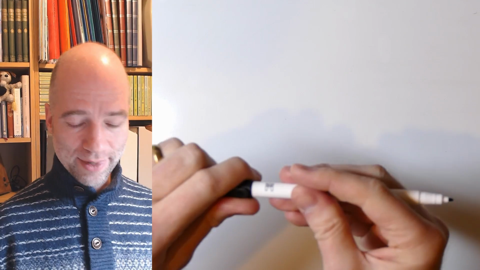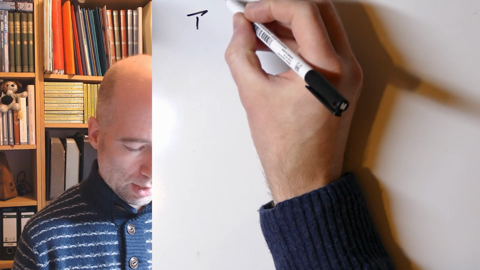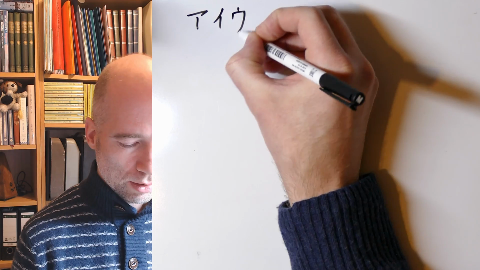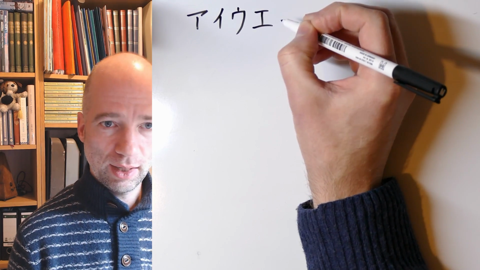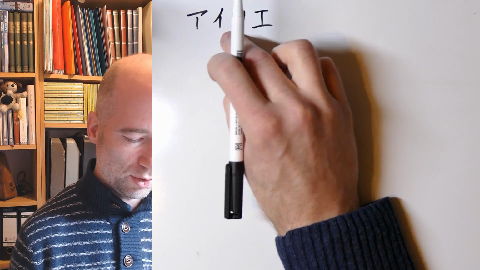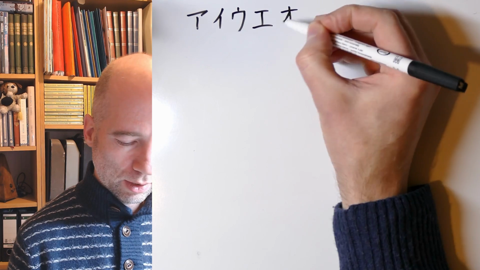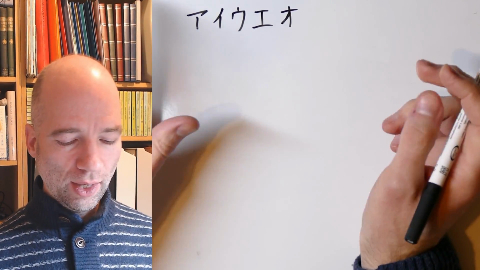So it follows the same pattern as hiragana. If you remember, a, ka, sa, ta, na, ha, ma, ya, ra, wa. That's the order of them again. So let's start with a, i, u, e. The line of the u is a bit long there. Let's make it a bit shorter. O. A, i, u, e, o.